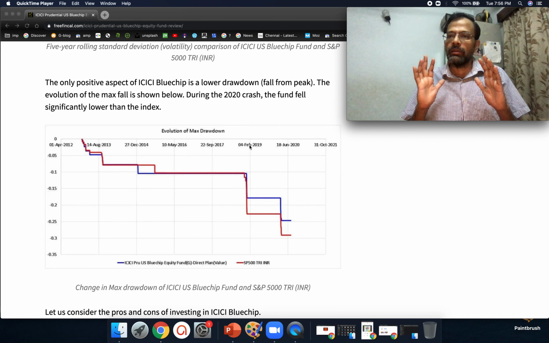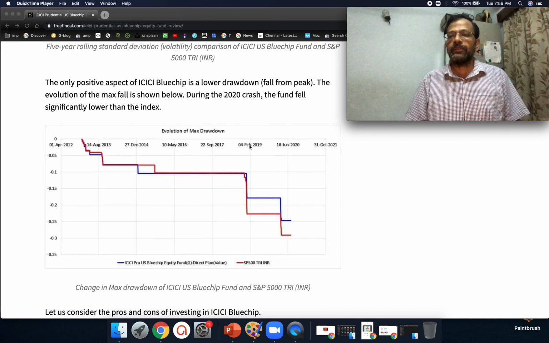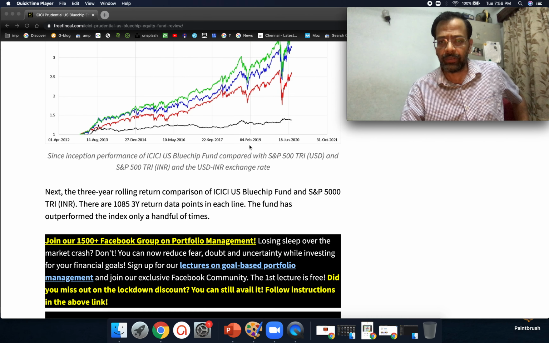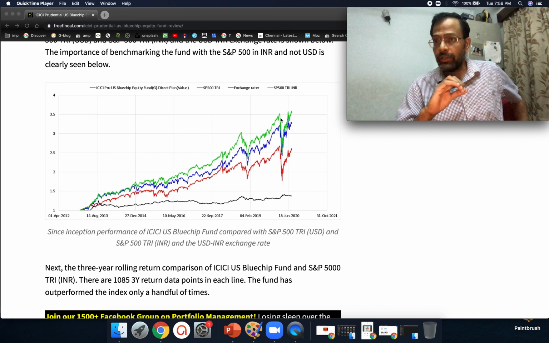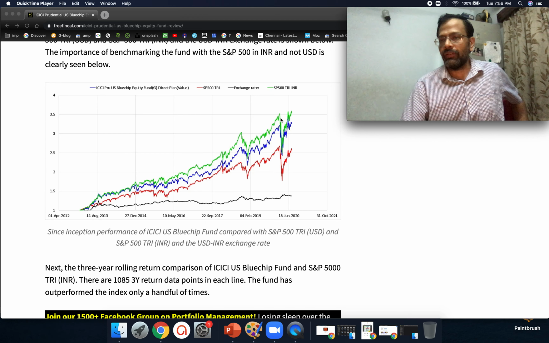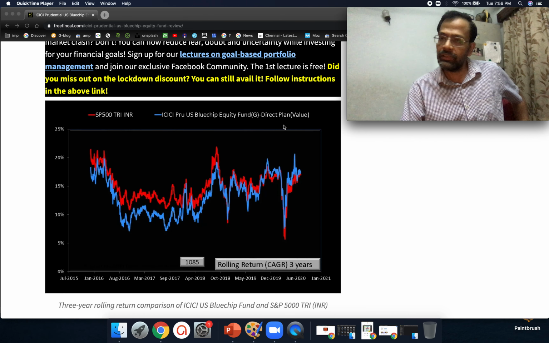So the main pro of active management has been during huge crashes. There have been two big crashes for the S&P 500, I think in late 2018 and in 2020. In both those crashes, the fund has managed to protect the downside for investors compared to the INR S&P 500 index. That is the key advantage of investing in the fund.